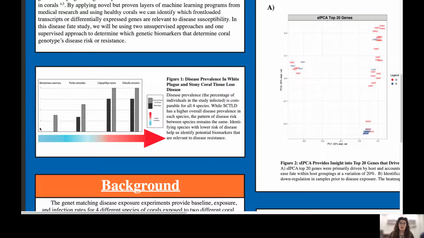This means that one coral colony was selected and then broken into two. It was either exposed to a white plague or SCTLD disease coral, or it was kept as a control. This control allows us a genetic baseline prior to the pathogen challenge that we can use to identify those biomarkers. And they have the same disease prevalence in both studies, which is helpful to us.